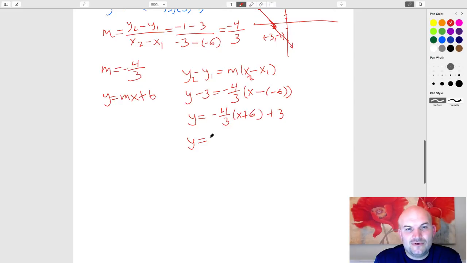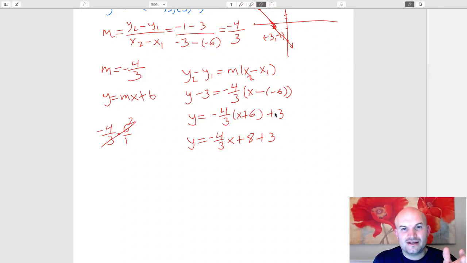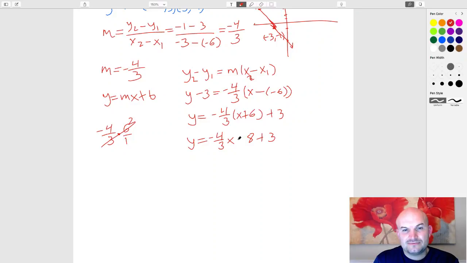So y is going to equal negative 4/3 x. Now we do have to multiply the negative 4/3 times 6. Well, notice, guys, 6 is really over 1. 6 divided by 3 is 2. Negative 4 times 2 is going to be 8, so that's going to be a positive 8 plus 3. Oh, that's a negative. Whew, I knew I needed a negative. So it's negative 4/3 times 6, and that's why it gets to a negative 8.